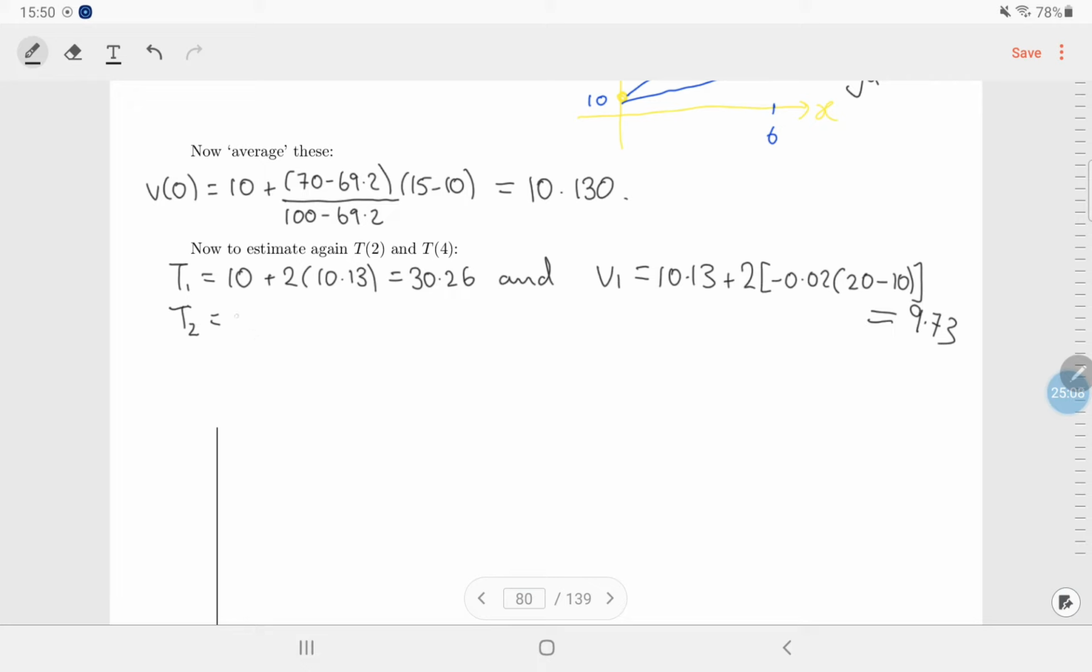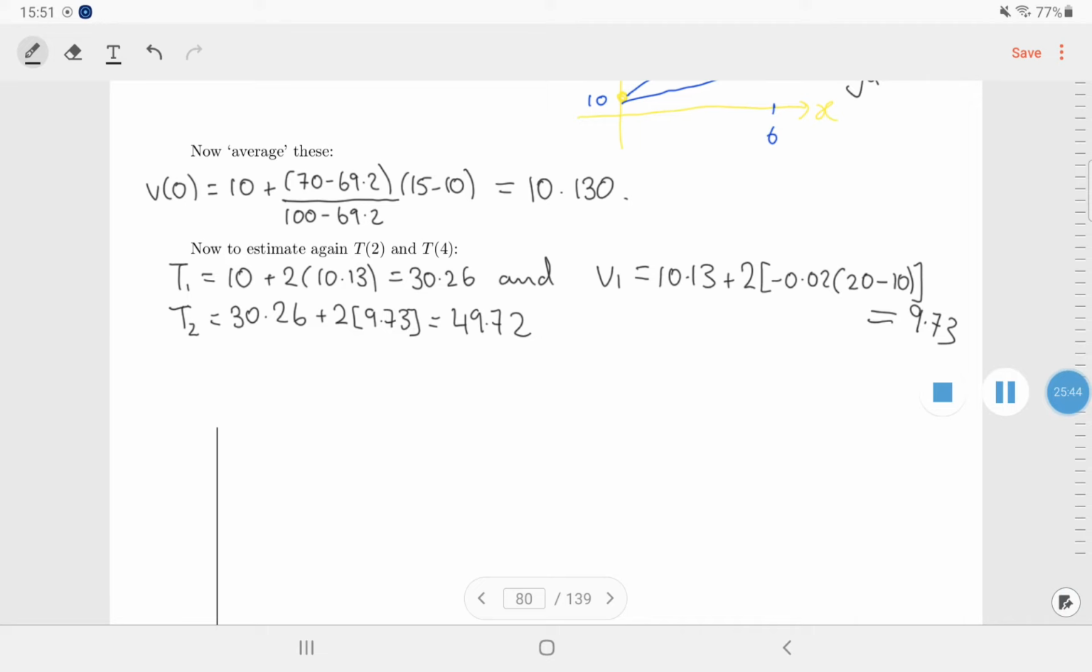So T2 then is the previous temperature, 30.26, plus the step size 2 times the previous V, because V is the derivative of temperature, and the previous V is 9.73. And what do we get? 30.26 plus 2 by... Now we have to understand here the step size is humongous, so the error is going to be horrendous as well. 49.72. And we don't have to calculate the next V or the next T because we know the next temperature at 6 is going to be 70.